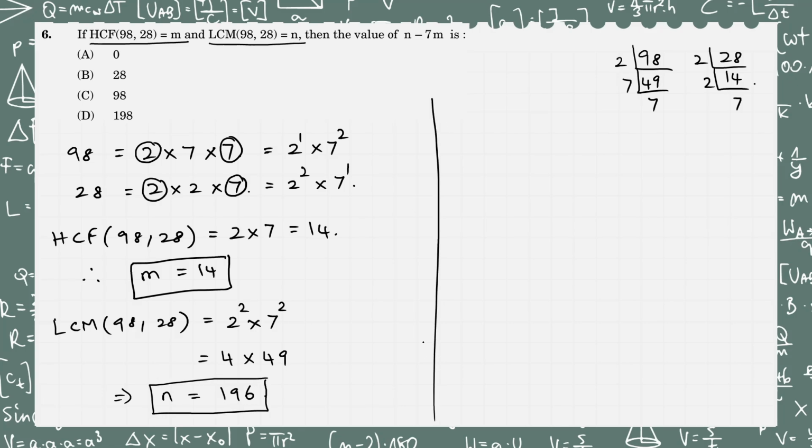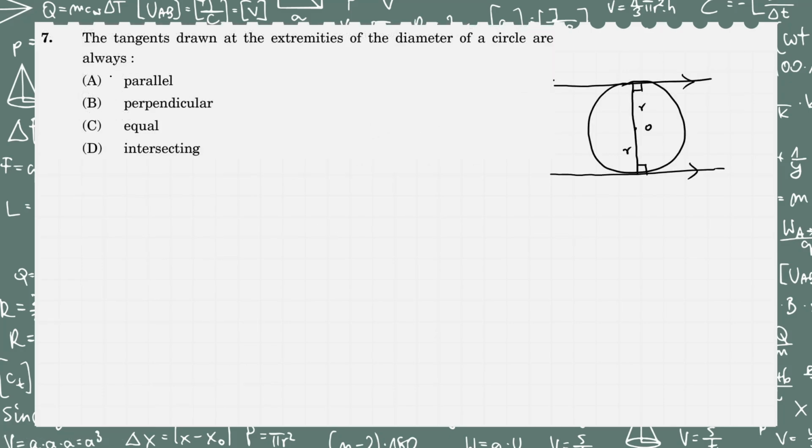Now we need to find out the value for N minus 7M. So N minus 7M will be 196 minus 7 times 14. So this will be 196 minus, 7 times 14 is 98, right? So 196 minus 98 will be again 98. So the correct option is option C. Let's move on to the next sum.